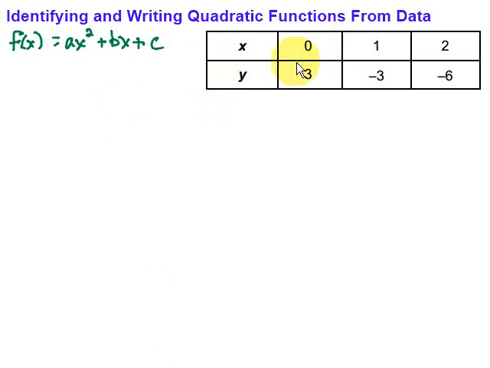So what I'm going to do is fill in each of these ordered pairs into this so that I come up with 3 equations. Let's get started with that. So this first one, we've got x is 0, y is 3. So this piece is going to be 3 equals a times my x is 0, so 0 squared, plus b times, again, x is 0, plus c. And after we write all 3, then we'll come back and do some simplification. Let's grab the next one.